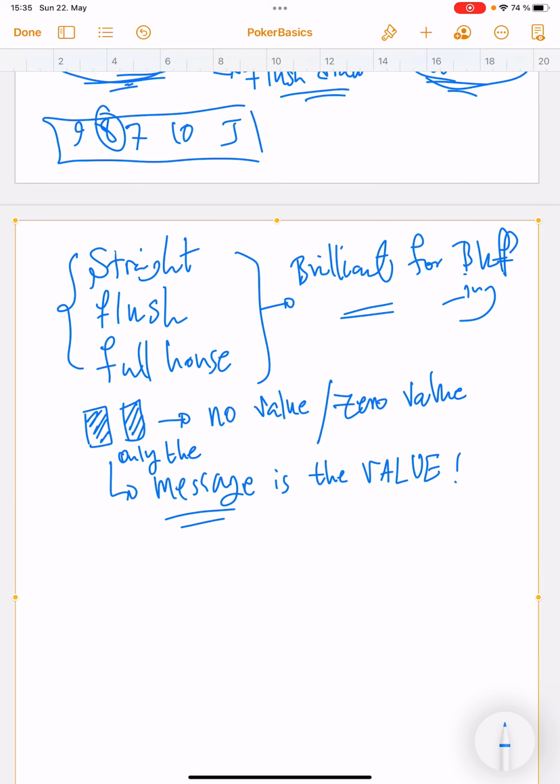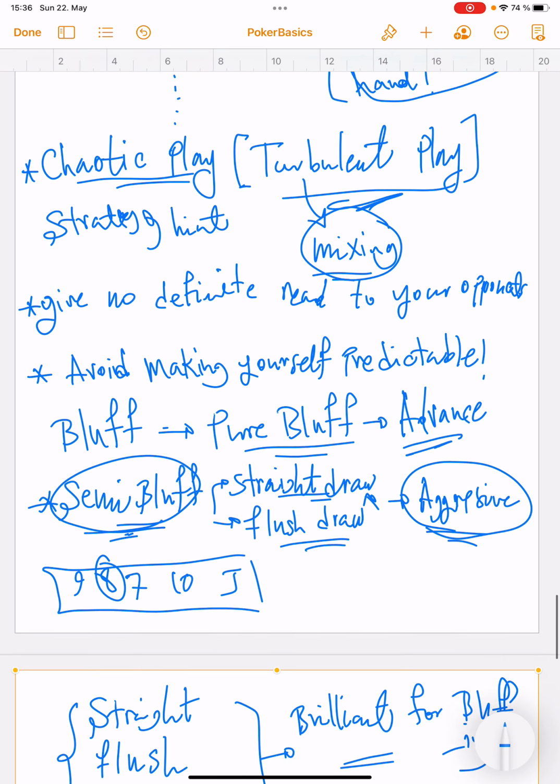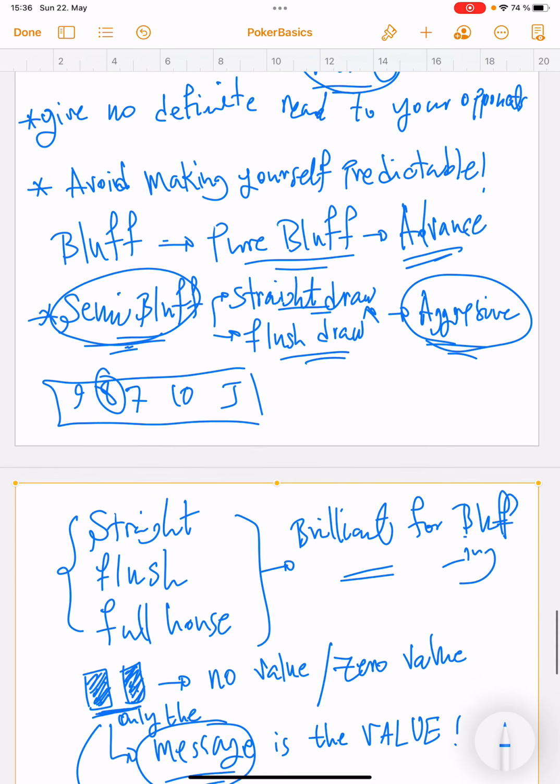In simple words, the people who are sitting at the table cannot see your cards. You understand? But based on your decisions, how you treat these 2 cards, they will get the idea what cards you might have. So that is basically the core idea, that the message is more important than the cards that you are holding in your hand. This is also another important topic.